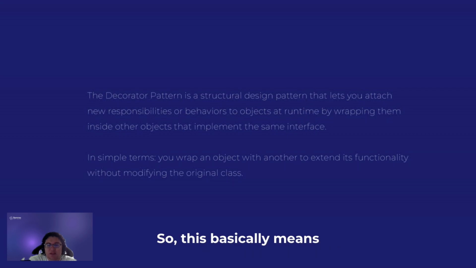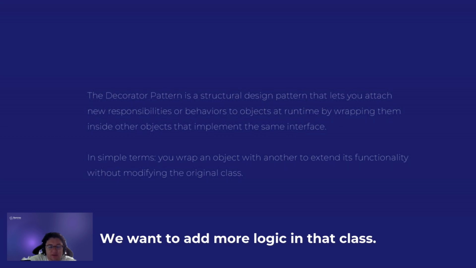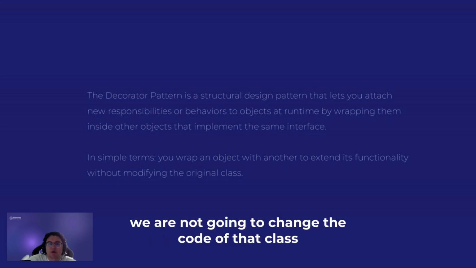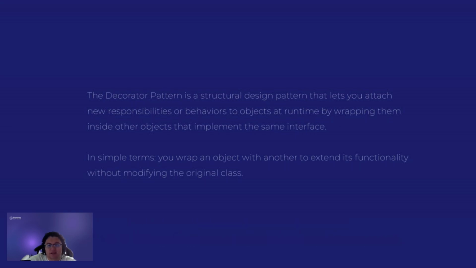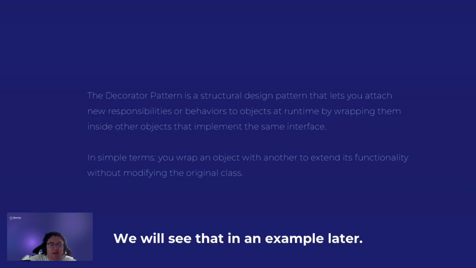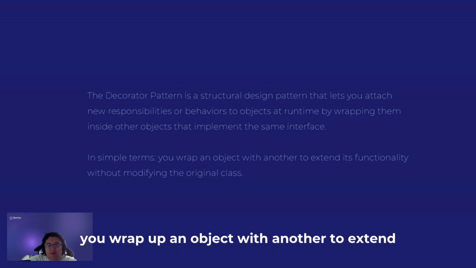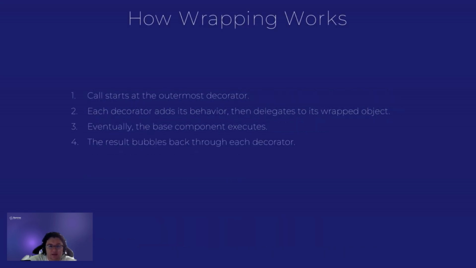So this basically means that we have an original class, an original object, and we want to extend the functionality. We want to add more logic in that class. With this pattern, we are not going to change the code of that class, but we are going to wrap it in a different class that will be the one that extends the functionality. We will see that in an example later. So in simple terms, you wrap an object with another to extend its functionality without modifying the original class.